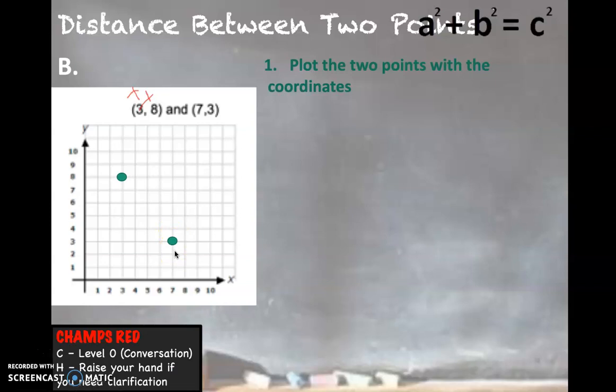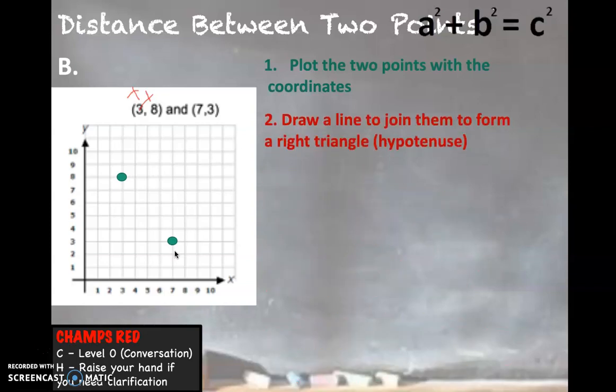Now that we have them plotted, we're going to draw our triangle. We need to connect the 2 dots that we just did, and we're going to create our diagonal, which is going to be our C. It's going to be our hypotenuse.